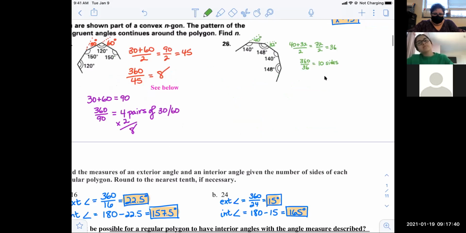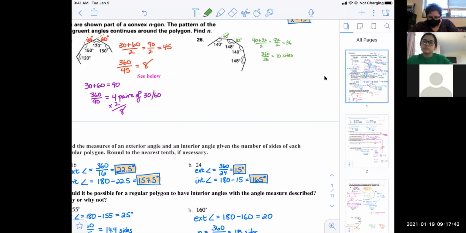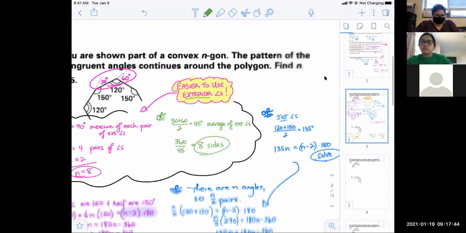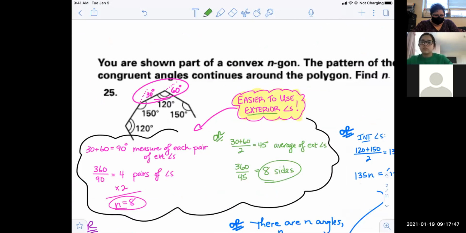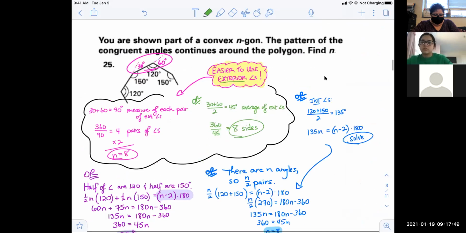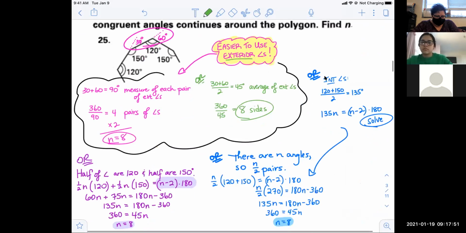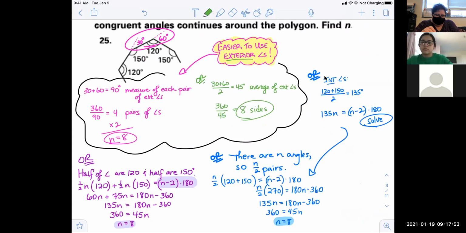Now, I'm going to show you a bunch of different ways that you could do this. So here's number 25. This is what Seth said. This is what Paul said. That's what I would recommend, is using the exterior angles.